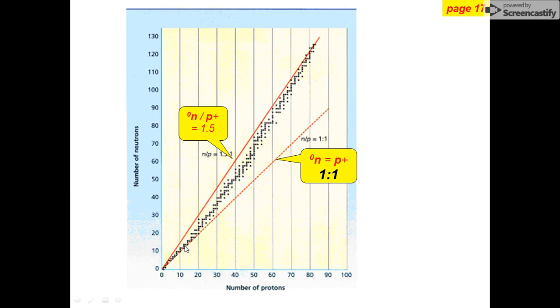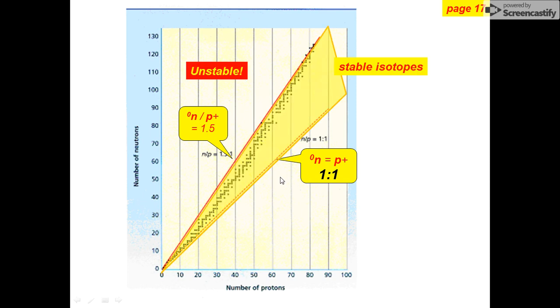At first, things are really stable when they have the exact same number of neutrons and protons. As things get bigger, they can handle having a few more neutrons. But if we get too many neutrons or too many protons, then we're not stable. So this is the stable range. Up here, too many neutrons compared to the protons would be unstable. Down here, more protons than neutrons would also be unstable.